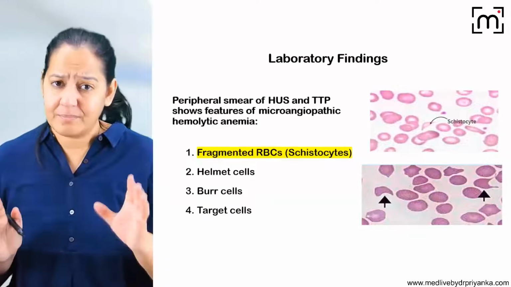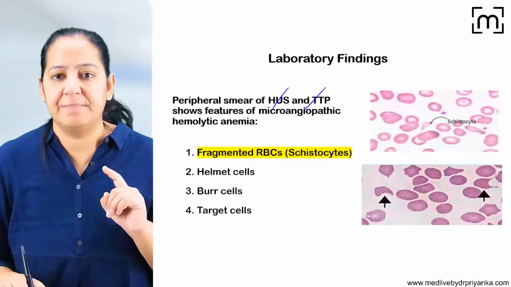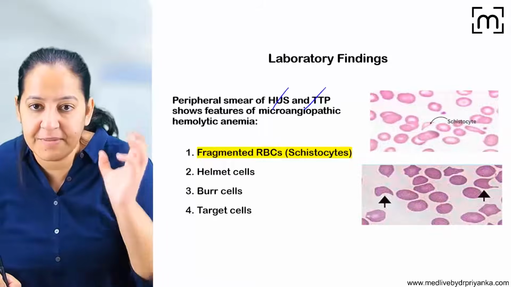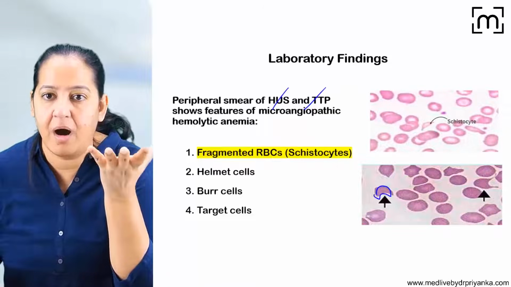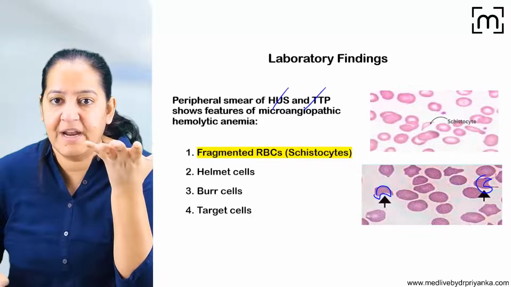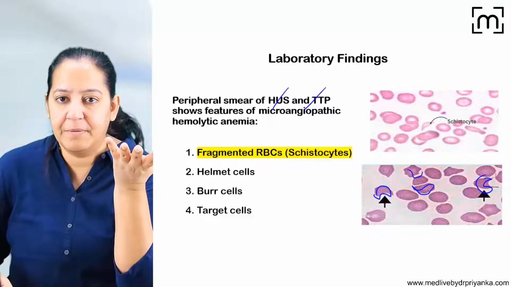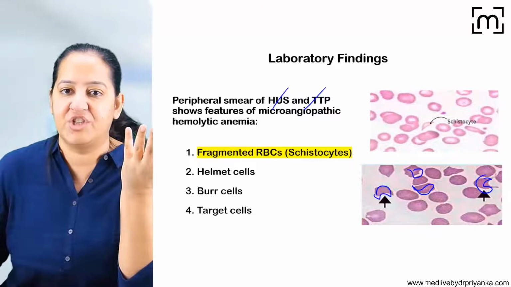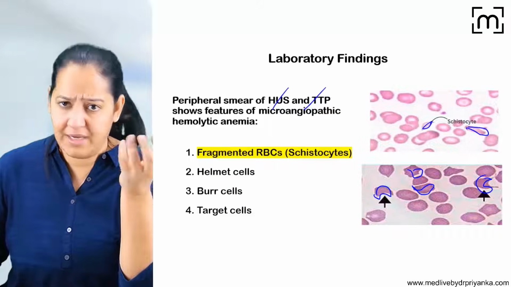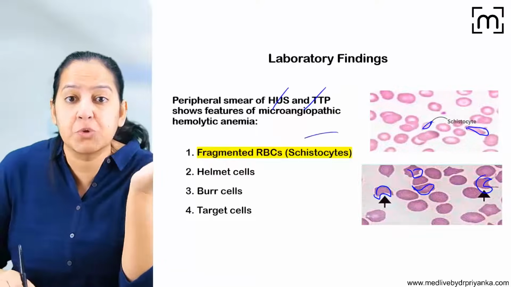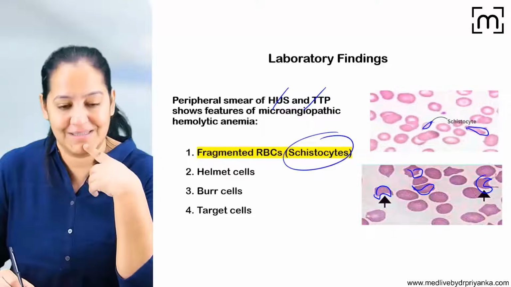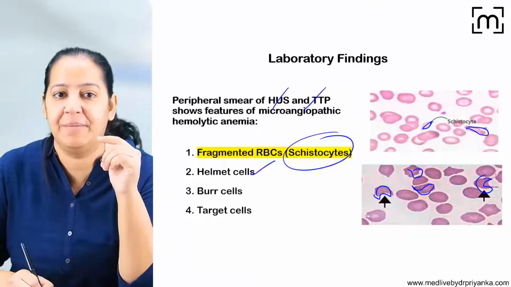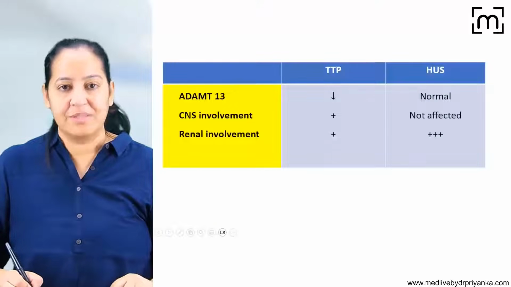So here in the lab findings of HUS and TTP, you can see these are the ruptured RBCs I'm talking about, due to the MAHA. Can you see? The RBCs get fragmented, they get ruptured because they are colliding with the thrombus. So they have various abnormal shapes. The fragmented RBCs are known as schistocytes. Sometimes they are helmet shaped. Burr cells and target cells are common. So that is the lab finding.